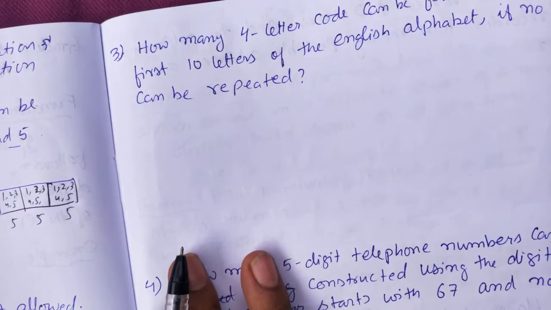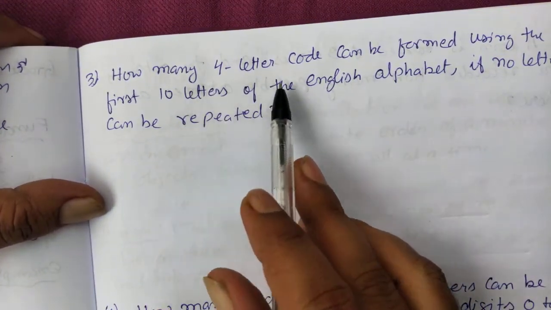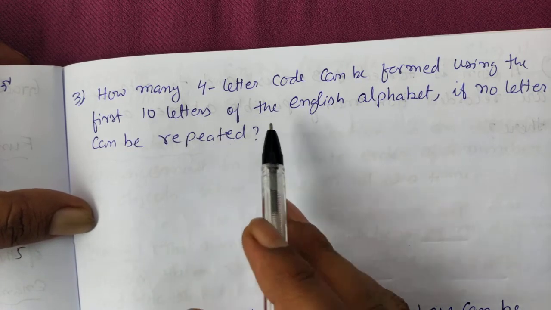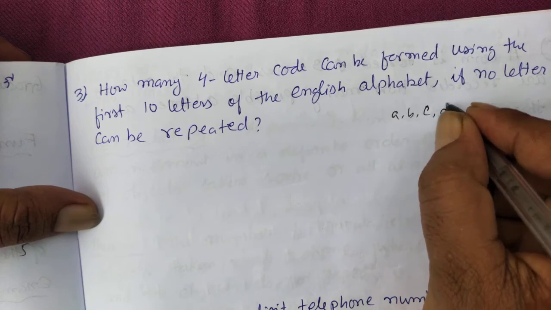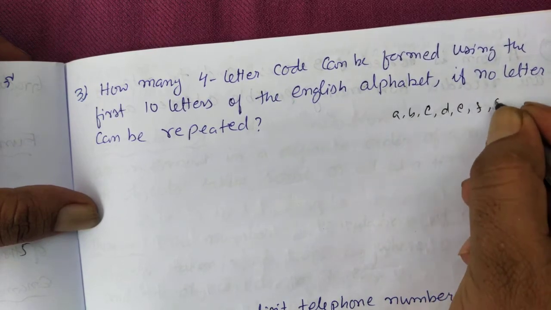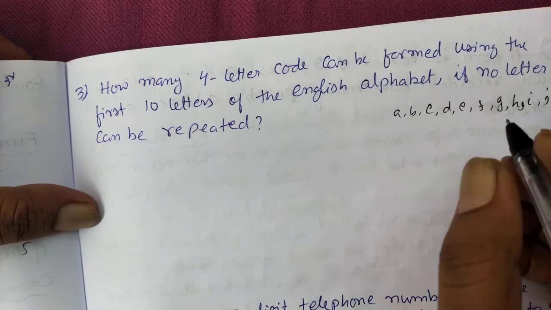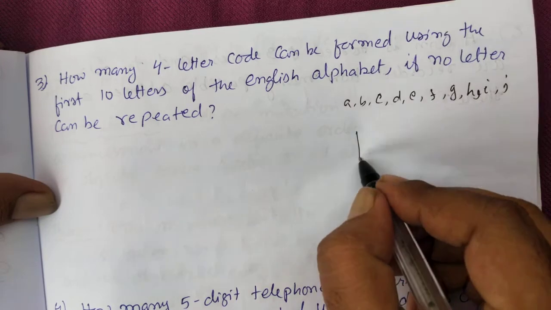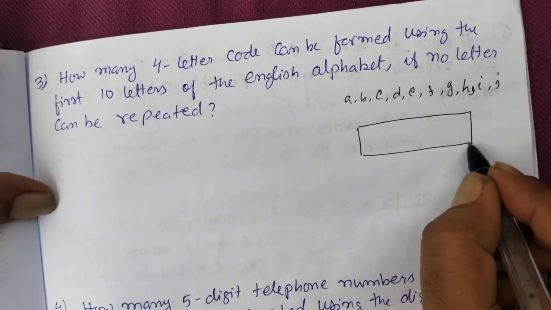Let's do question number 3. How many four letter codes can be formed using the first 10 letters of the English alphabet? That means I can use A, B, C, D, E, F, G, H, I, J. These are the first 10 letters of the English alphabet. Now you are going to use 4 letters to make a code.